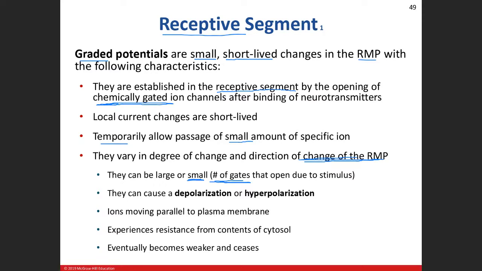This is a binary type of scenario, meaning it can do one of two things. It can depolarize the receptive segment, which means it can make the inside of the receptive segment more positive, or it can hyperpolarize, meaning it can make the inside of the receptive segment more negative. Another characteristic is that when these ions enter the cell, they're going to move parallel to the plasma membrane. So here's the plasma membrane.